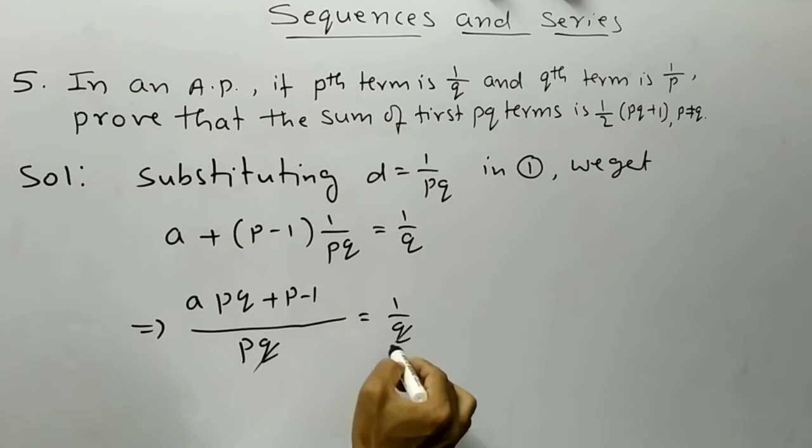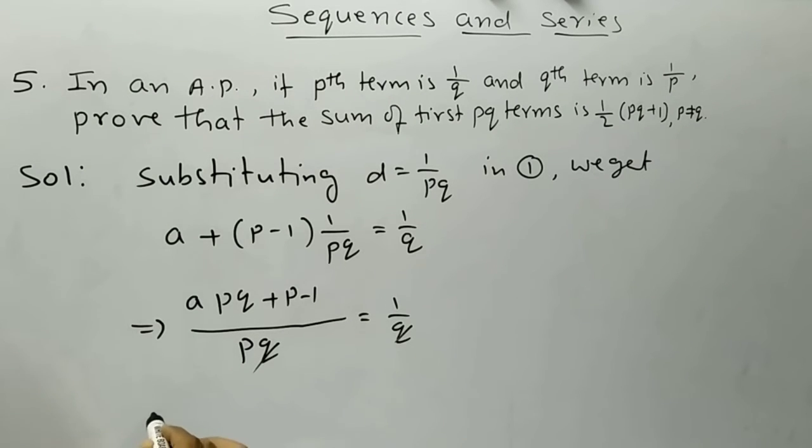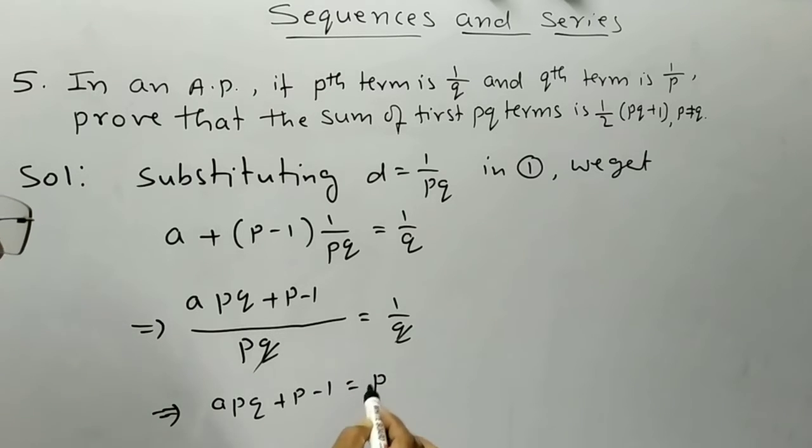So Q and Q we can cancel. Implies a PQ plus p minus 1 is equal to p. P and P will get cancelled. Implies a is equal to 1 by PQ.